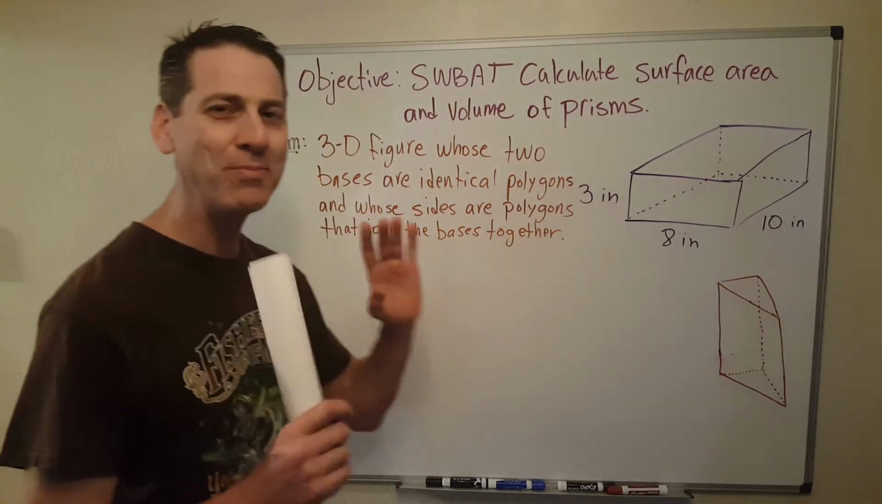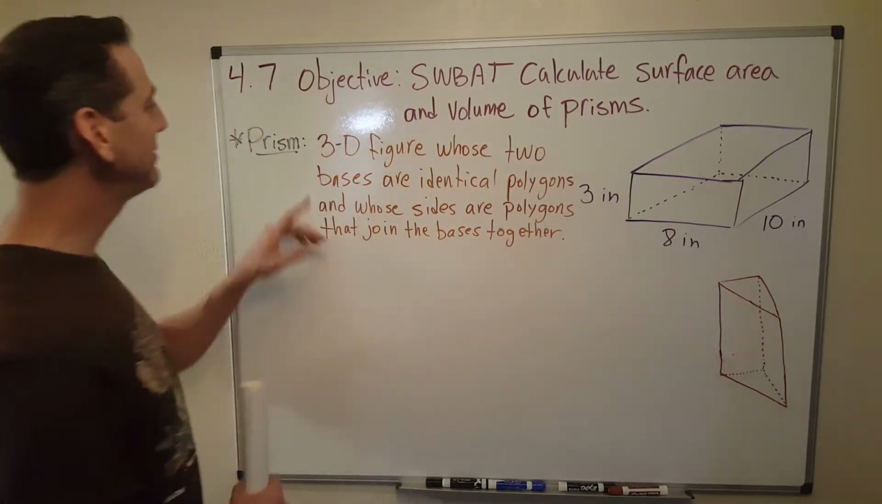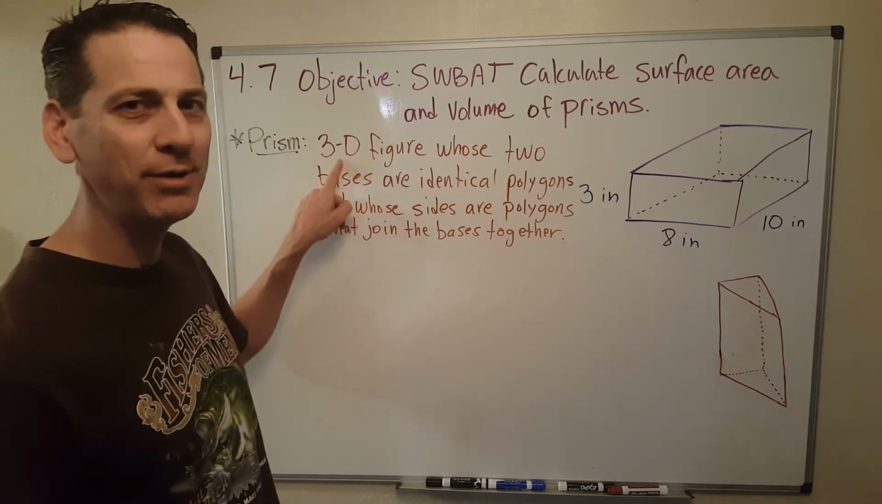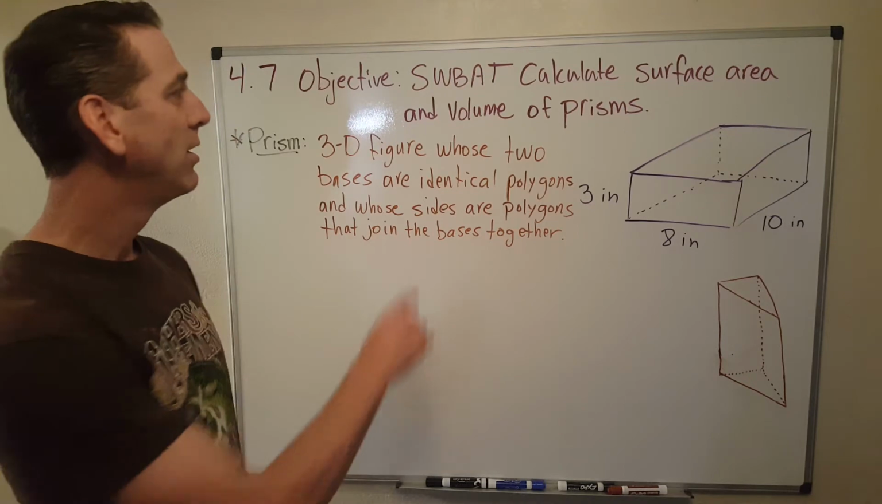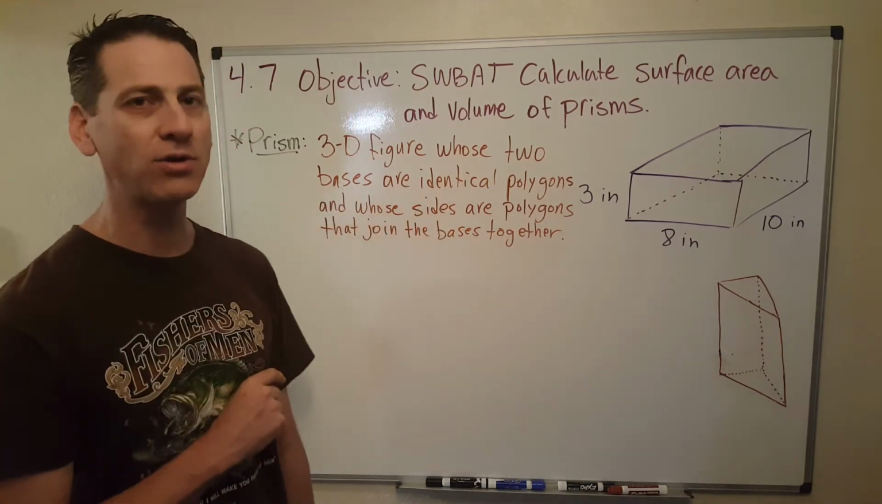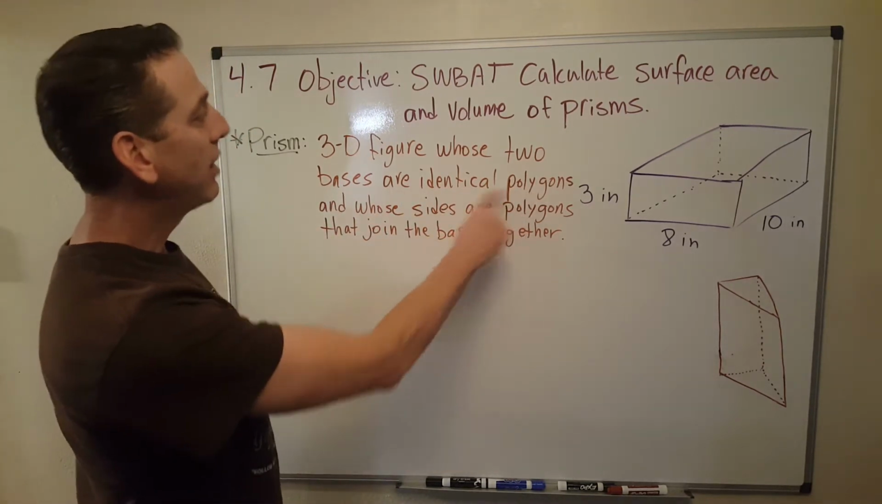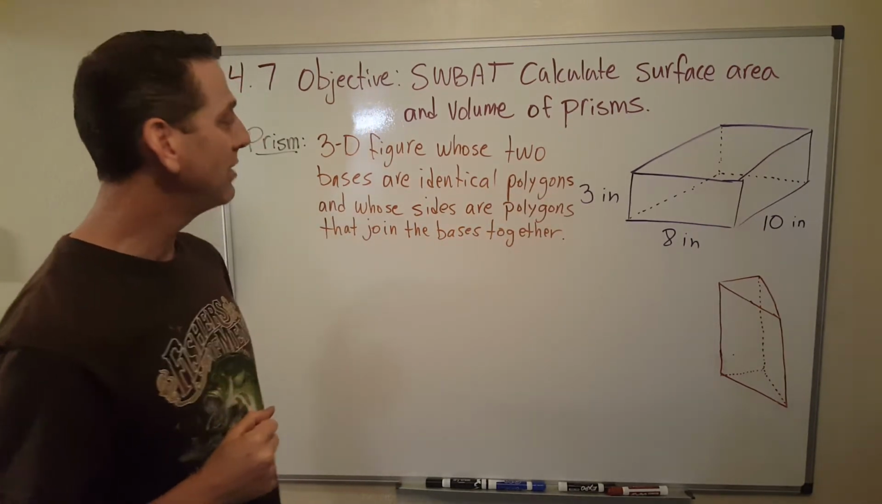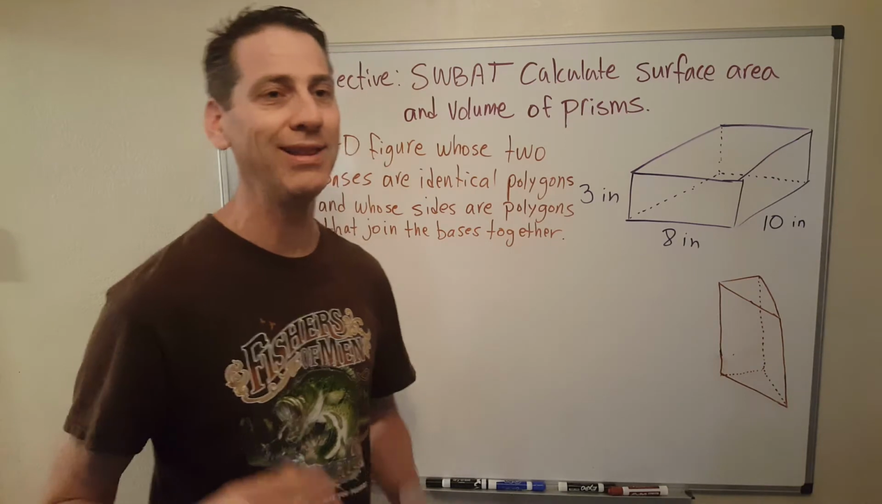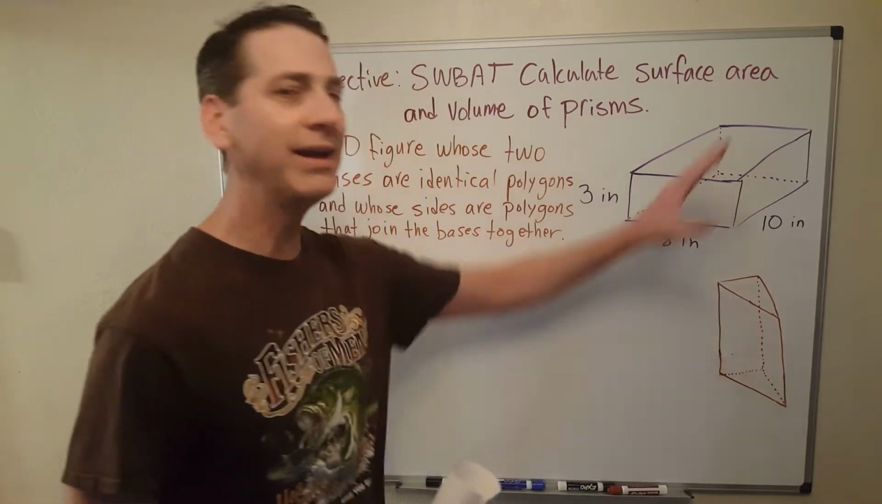Well, no. In math, a prism is a three-dimensional figure whose two bases are identical polygons, and whose sides are polygons that join the bases together. Now that's a mouthful, so let me illustrate.